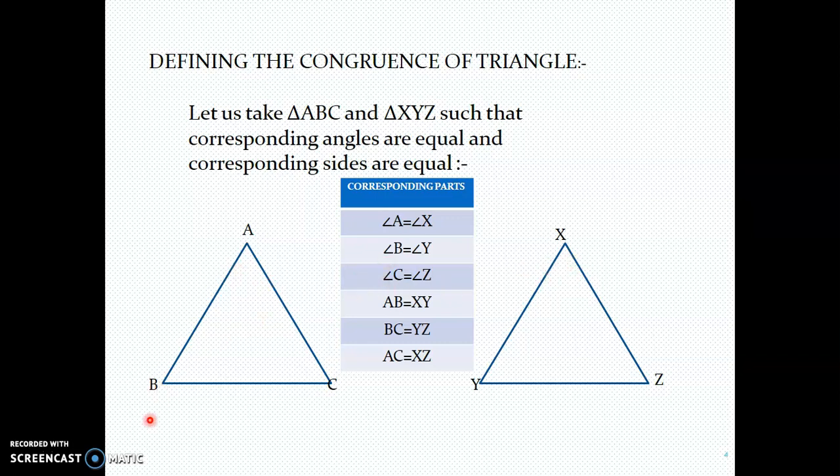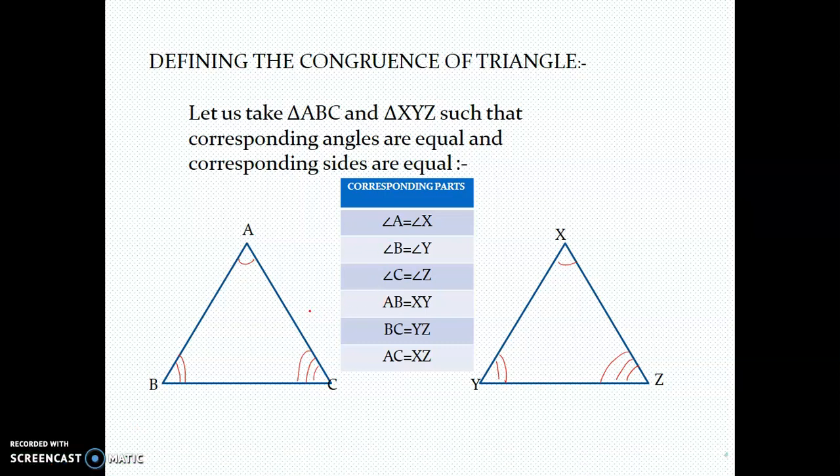Angle B will be equal to angle Y. Let me take the pen, students. Angle A will be equal to angle X, angle B will be equal to angle Y, so these are corresponding, and angle C will be equal to angle Z. So these are the corresponding angles. If you're taking A in triangle ABC, don't take Y or Z in the other triangle; you have to take the same position on that side also. Are you following? Students, have you followed?